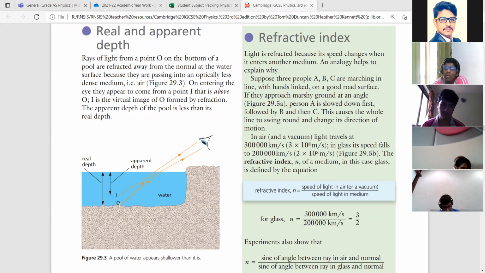Now see, the rays from this coin came out like this, then they bent when they came out into the air and came into our eye. Then some of the rays which were bent here came into our eye like this.